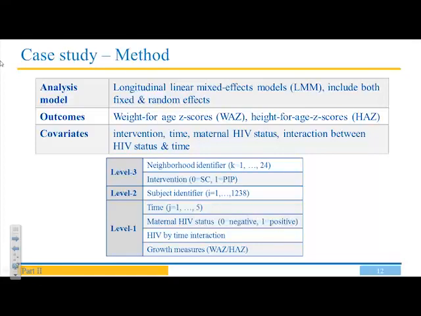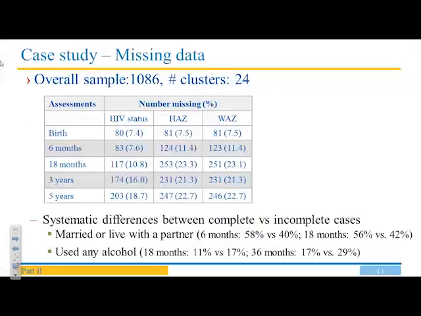So our model also accounts for the subject level and neighborhood level random intercept as well as random slope for time. After considering the exclusion criteria, which was HIV positive children and also the twins and triplet births, I mean, we didn't consider those, we came up with 1086 subjects.